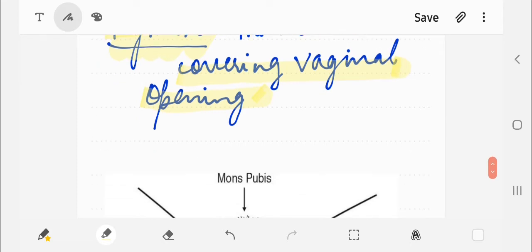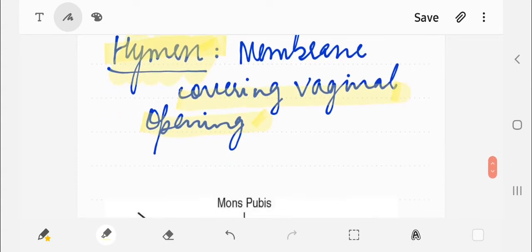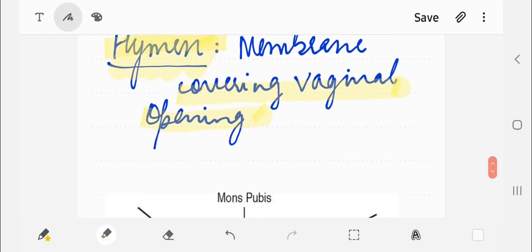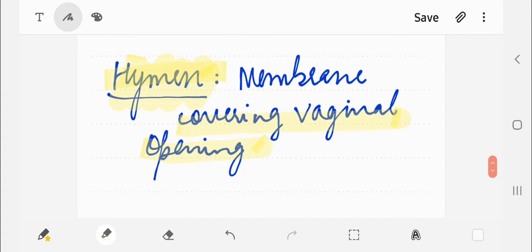But nowadays it is said it can break during various sports like horse riding, cycling, swimming, and so on. So the presence or absence of the hymen is not a reliable indicator of sexual experience.